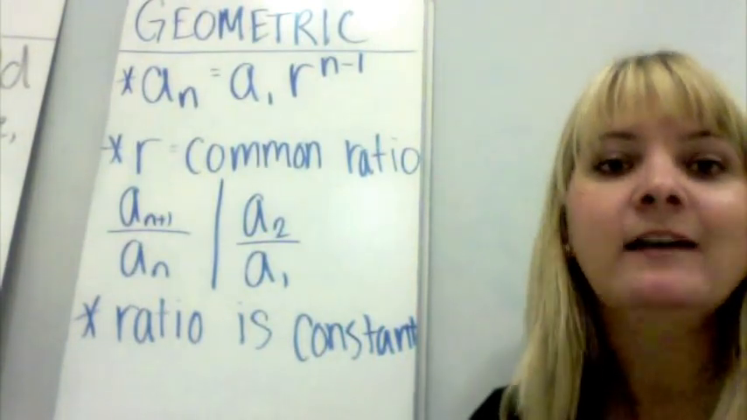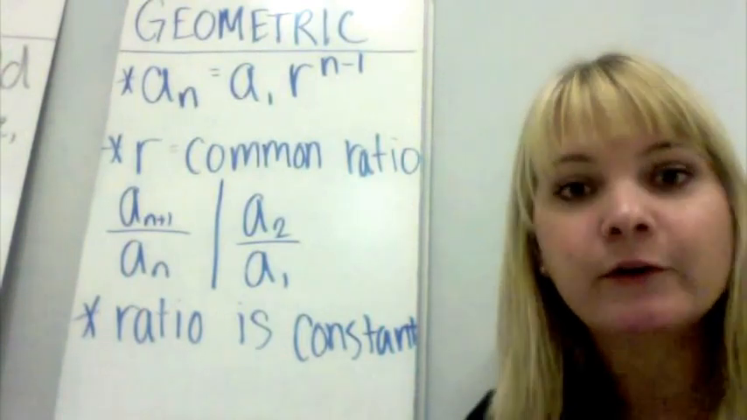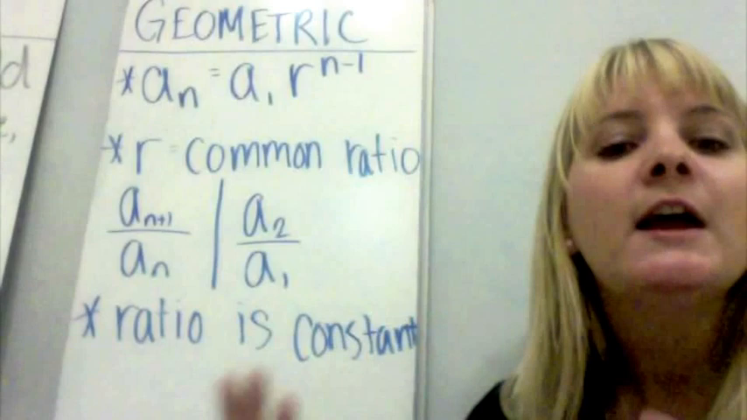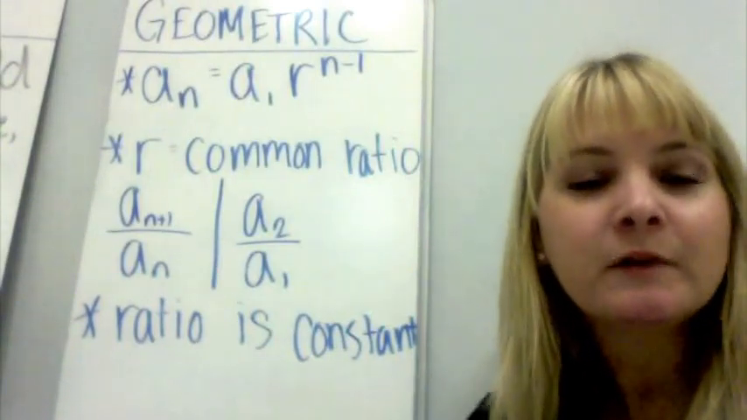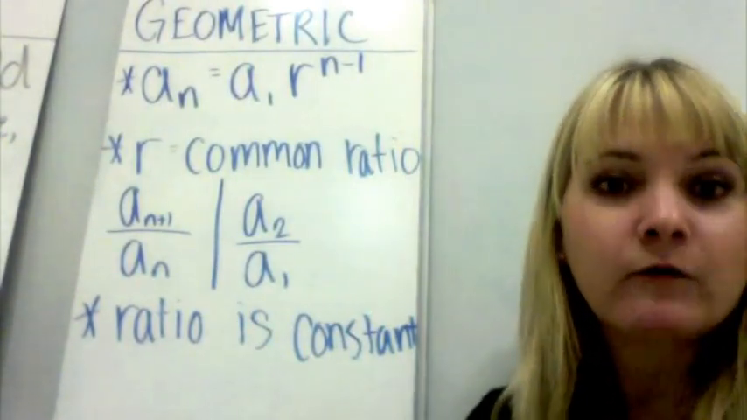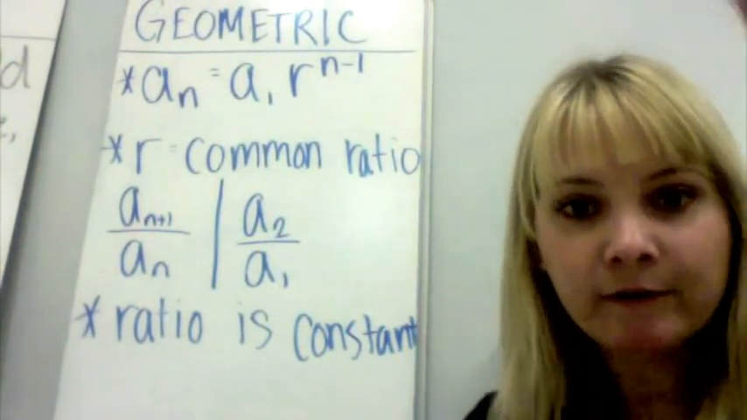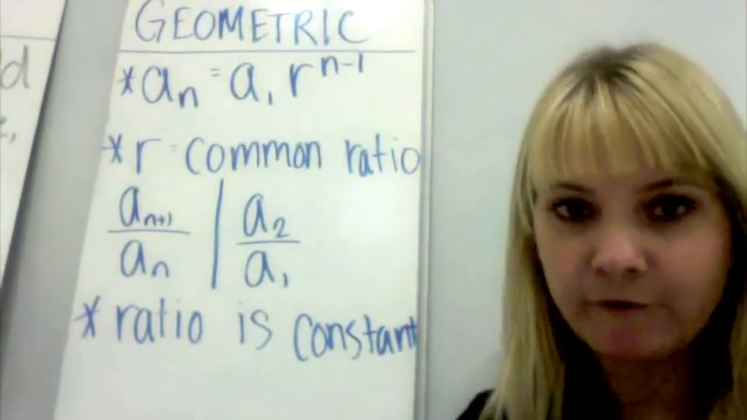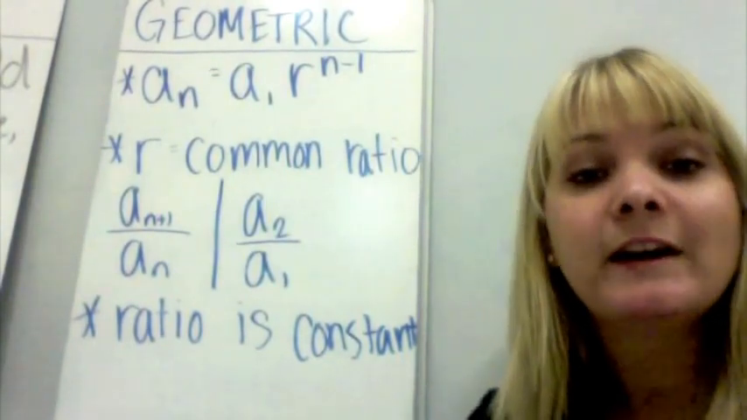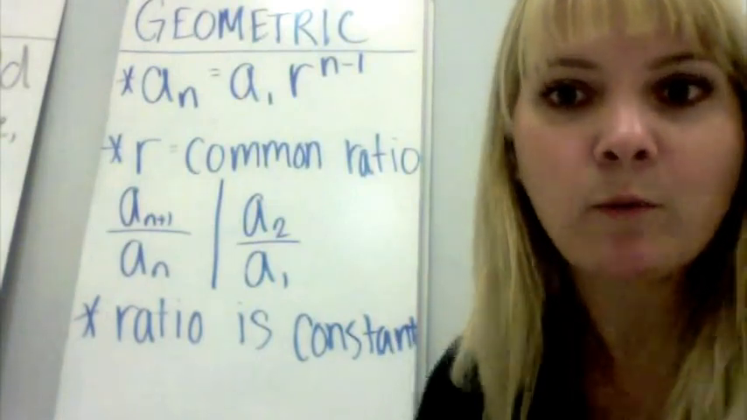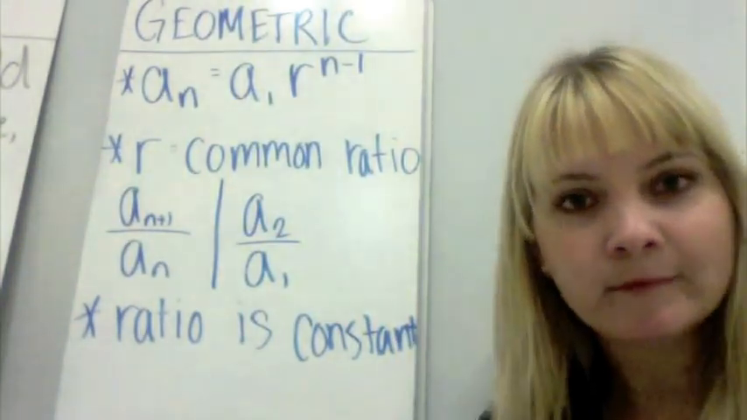Another way to look at that is your second term over your first term, third term over your second term, fourth term over your third term, and sequential terms like that. Now for geometric sequences, our ratio is going to be constant, meaning second over first, third over second, fourth over third, and so on. We're going to have the same constant ratio. And I'll also be showing y'all another way we can represent that as well.